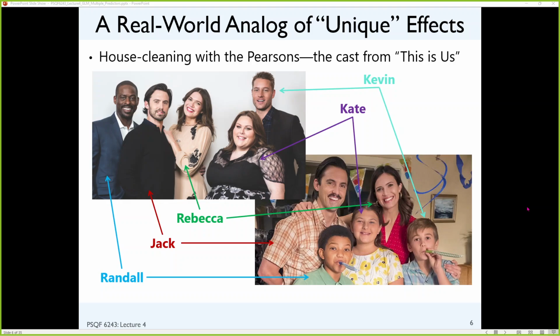This is the cast of a television show that was on for several years. It ended a couple years ago. It was called This Is Us.